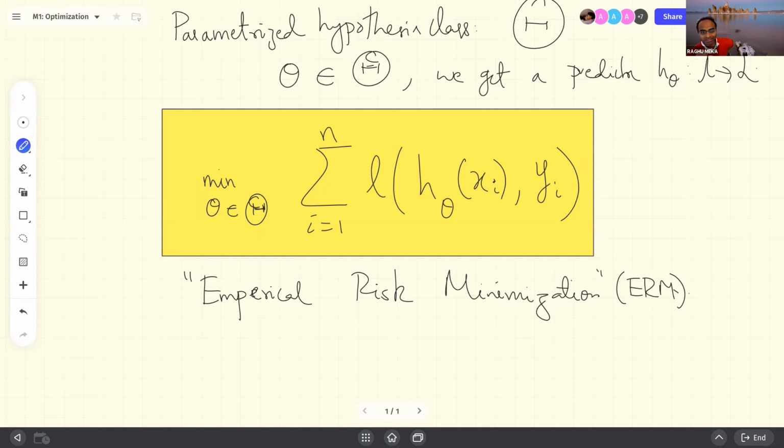And it's called empirical because you're doing it on the samples that you're seeing, right? There's also something called population risk minimization, where you try to minimize this in expectation and so on. But when we say empirical risk minimization, this is what it means. And almost all machine learning applications have at their core some way of solving this problem.